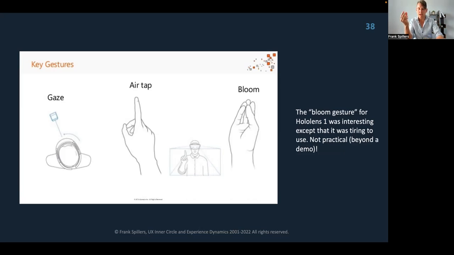The bloom you got tired after a while. So it's fine for demos, but they killed the bloom. They don't have it on HoloLens 2 anymore. They got rid of it.